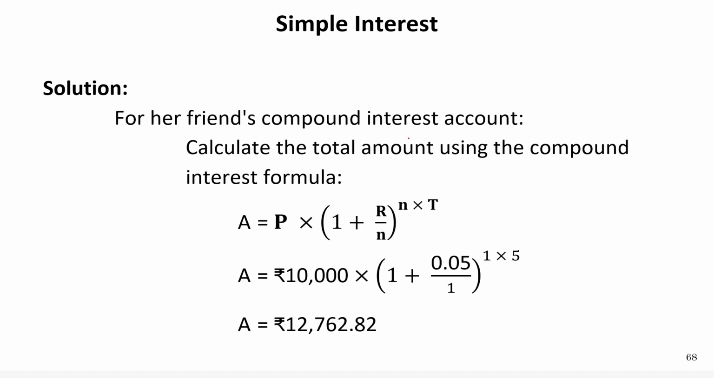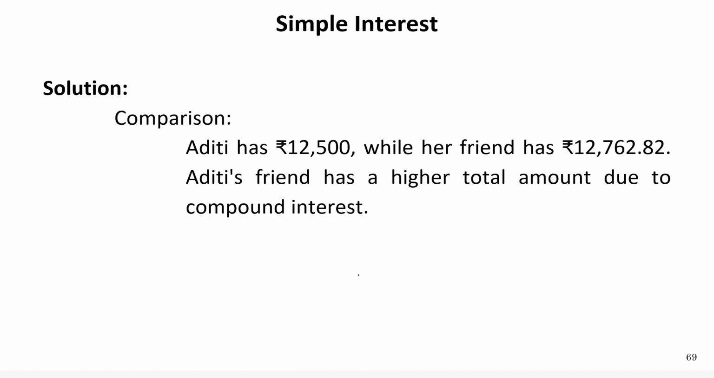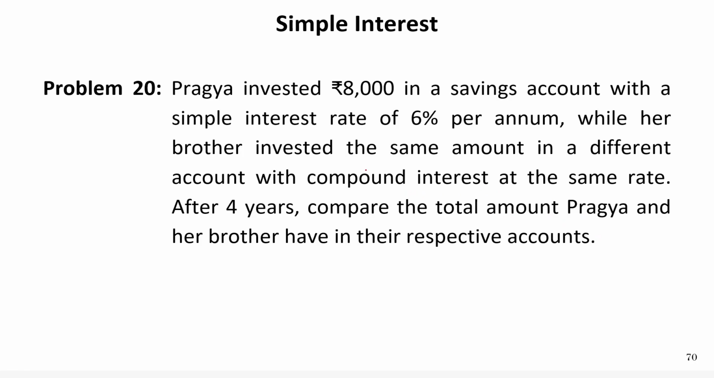So her friend's compound interest account will have A is equal to P into (1 plus R by N) whole power N into T. Since the compounding is done annually, N is equal to 1 here. So A is equal to 10,000 into (1 plus 0.05) whole power 1 into 5, which is equal to 12,762.82. So the difference will be 262.8. Okay. So Aditi's friend has a higher total amount due to compound interest. So let's see problem number 20.